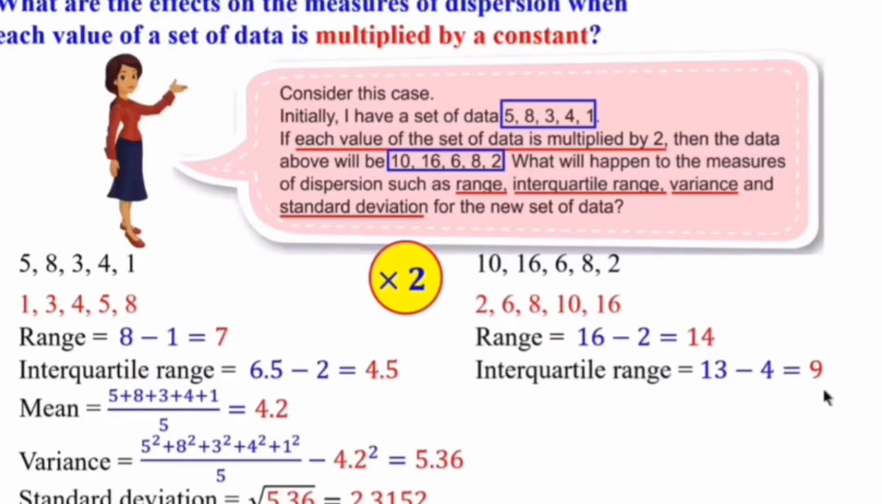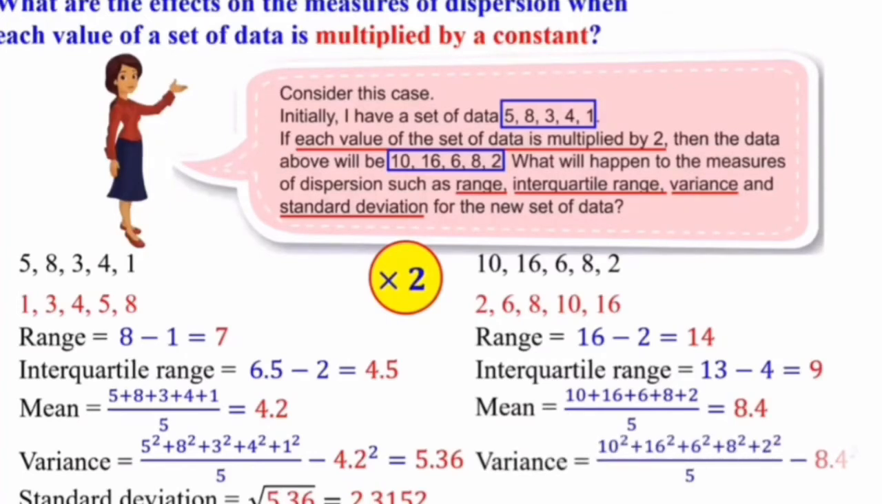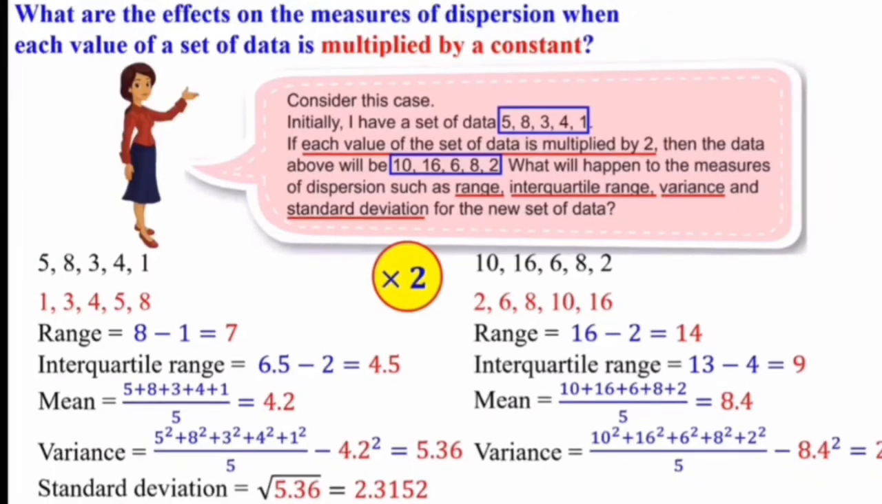Then we will find the mean. Mean is the sum of all the data divided by 5, which is equal to 8.4. Variance is the sum of data squared divided by 5 minus mean squared. So it's 21.44. And standard deviation is the square root of 21.44, 4.6303.